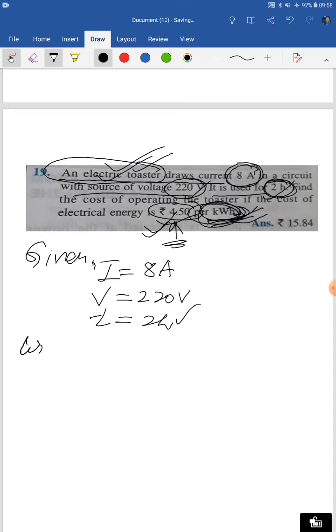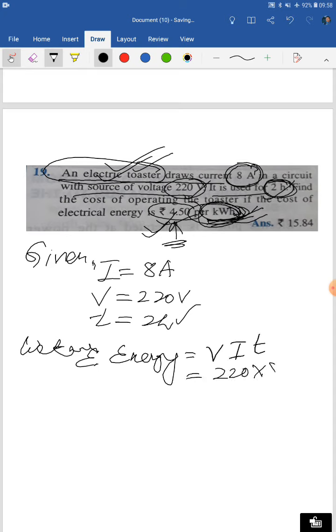We know electrical energy is equals to V I into T. So V is 220, I is 8, into 2, so that is going to give you 22 into 2 is 44, 44 into 8, 8 4s are 32, and 8 4s are 32, 32 plus 3 is 35, so 3520 watt hour.